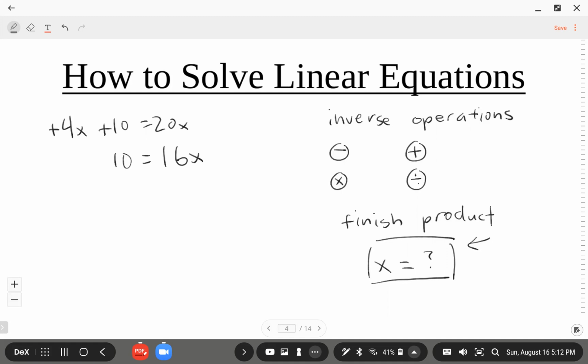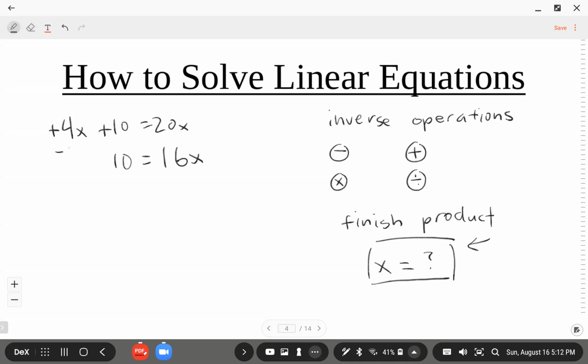So why do we have to minus 4x? Why does it turn into a negative? Well, we want to cancel out 4x on this side and move it to where 20x is, right? And how do we cancel out a positive 4x? We simply have to do the inverse operation of it, negative 4x. And if this side subtracts 4x, then this side also has to subtract 4x, okay?